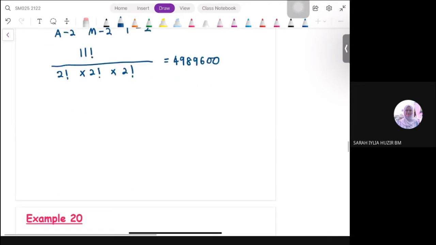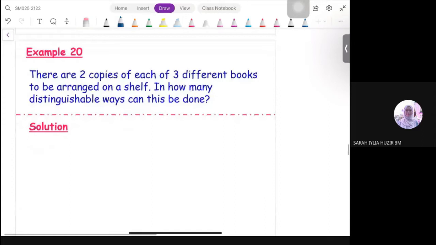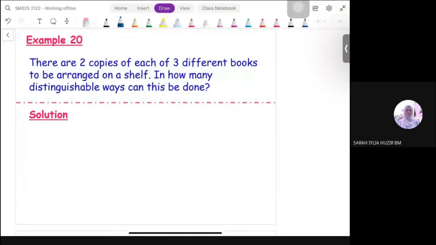Okay, kita cuba lagi. Okay, next one. Example 20. Alright, so there are 2 copy of each 3 different books. Okay, hati-hati baca kat situ. Copy. Maksudnya buku tu exactly the same lah. To be arranged on a shelf. Kita nak susun kat dalam satu shelf. In how many way can this be done?